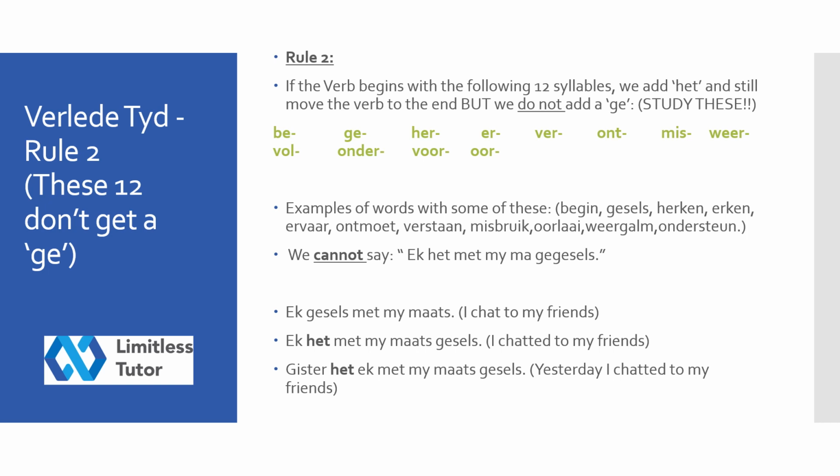I did include a few example words for us. Words like begin would be ek het begin, ek het gesels, ek het herken, ek het erken, ek het ervaar. These words would get moved to the end, but we don't add a ge. Okay, so we cannot say ek het met my ma gegesels, okay, because it sounds ridiculous. So definitely study be, ge, her, ver, ont, mis, and weer, vol, onder, voor, oor. Okay, some examples of this. Ek gesels met my maats, ek het met my maats gesels, gister het ek met my maats gesels.